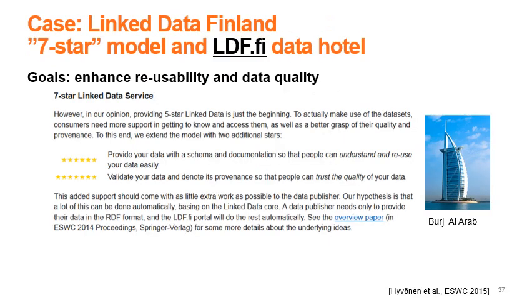As a case study, we have applied this model in the Linked Data Finland publishing platform. However, we extended the 7-star model with 2 additional stars. You get the 6th star if you provide your data with a schema and documentation so that people can understand and reuse their data more easily. And finally, you get the 7th star if you provide some kind of validation of your data so that it conforms to the schema that you have published. The idea of these additional stars is to make your data more reusable and more easy to use.